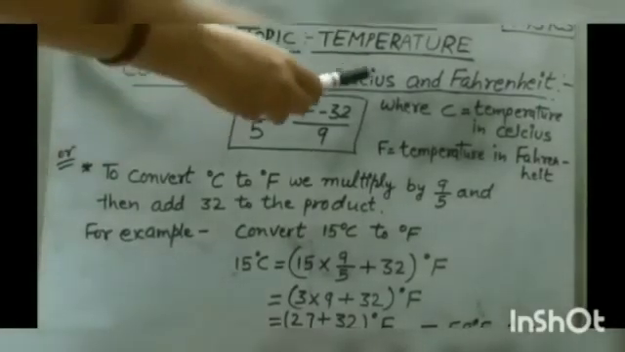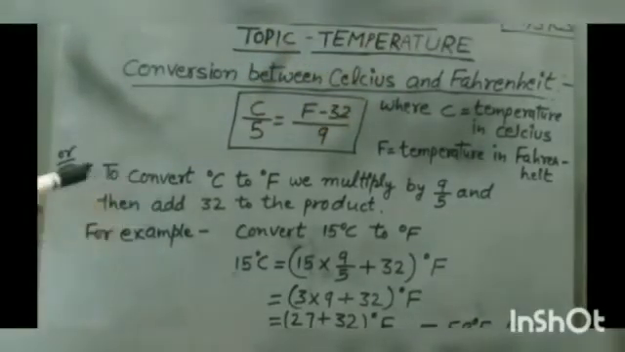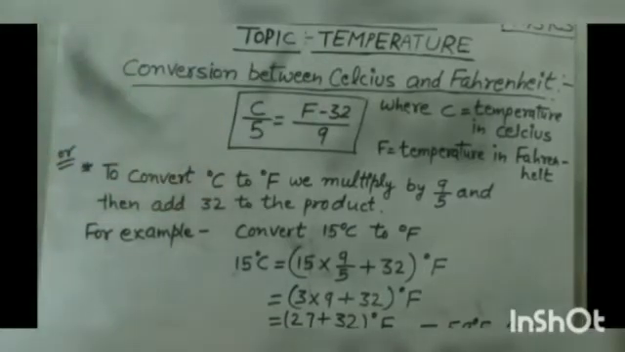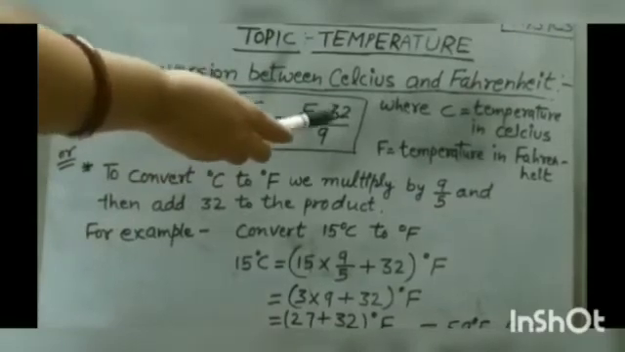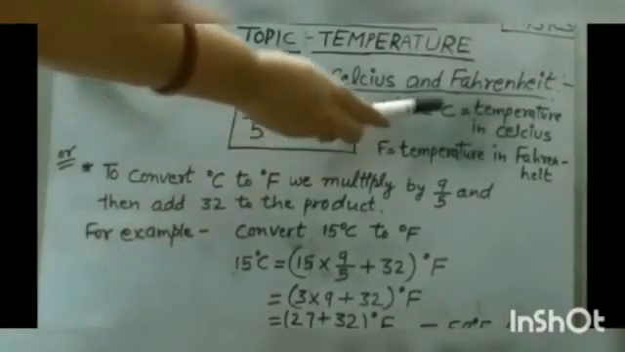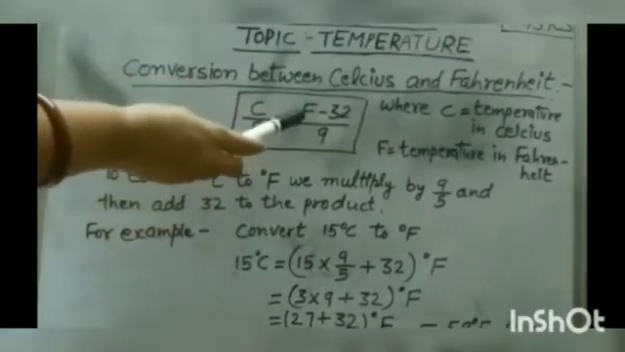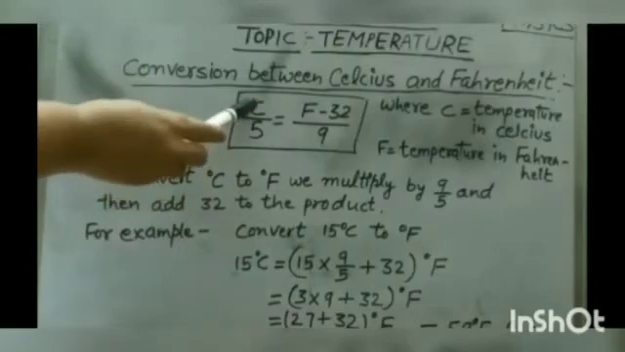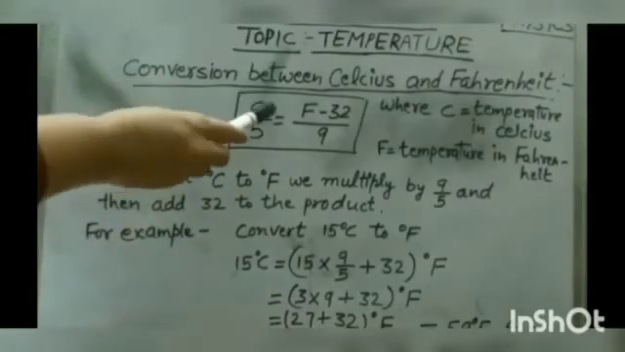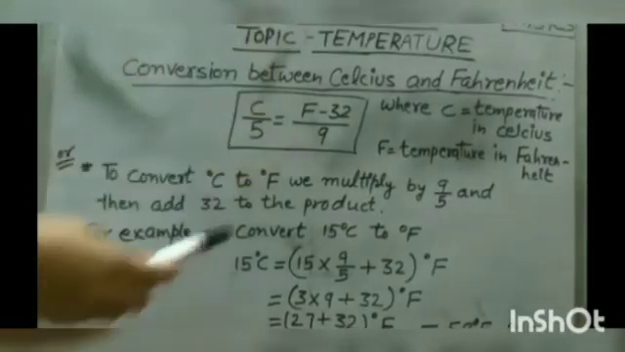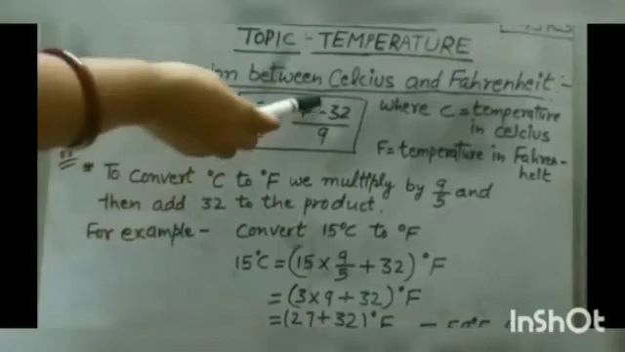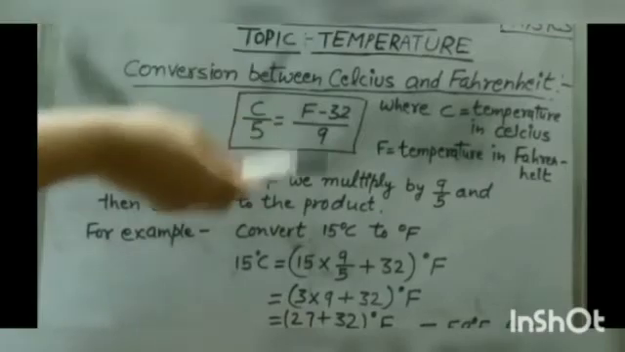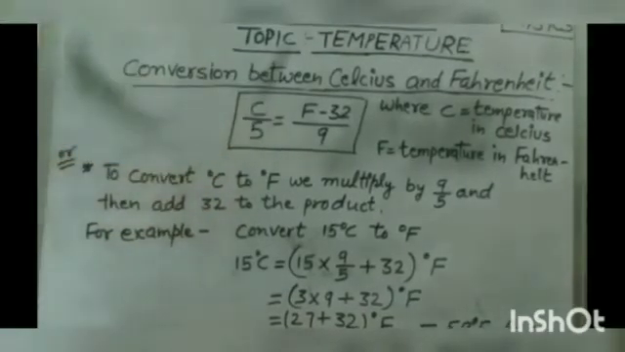The conversion between Celsius and Fahrenheit. The relation used to convert temperature on the Celsius scale to Fahrenheit scale is C upon 5 is equal to F minus 32 upon 9, where C is the temperature in Celsius and F is the temperature in Fahrenheit. So if we have the value in degree Celsius, we can put that value in this formula and convert it into Fahrenheit. We can find out the value of F. Same as if we have the value in Fahrenheit, we can put that value in this formula and find out the value in degree Celsius.